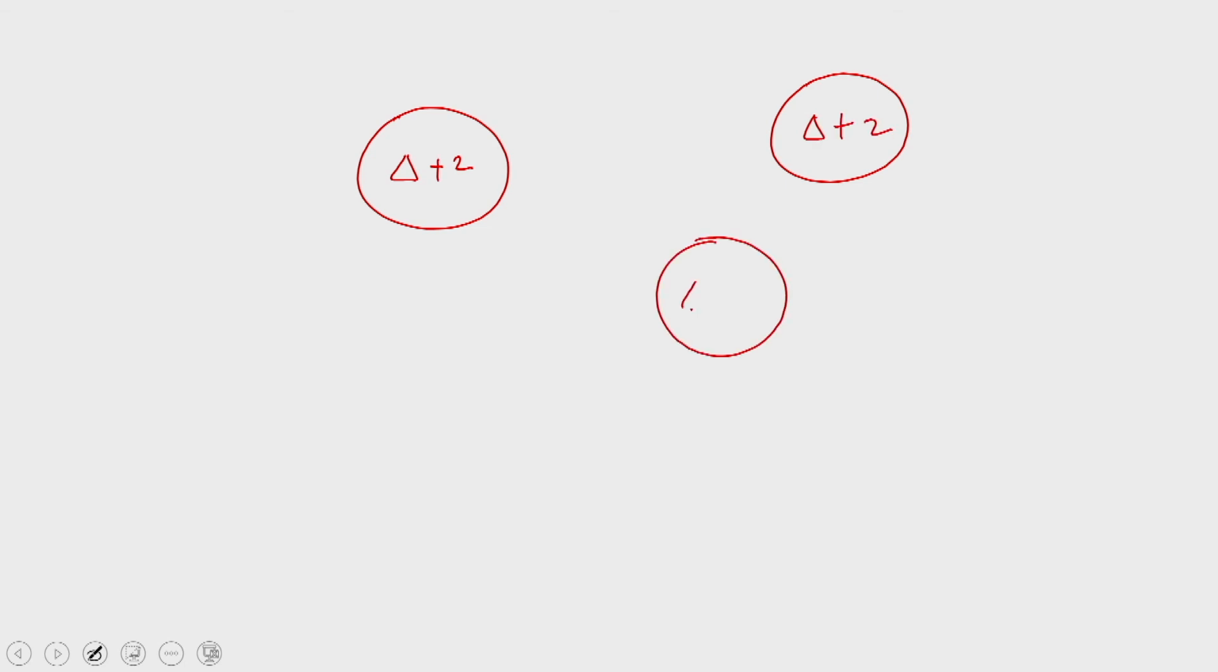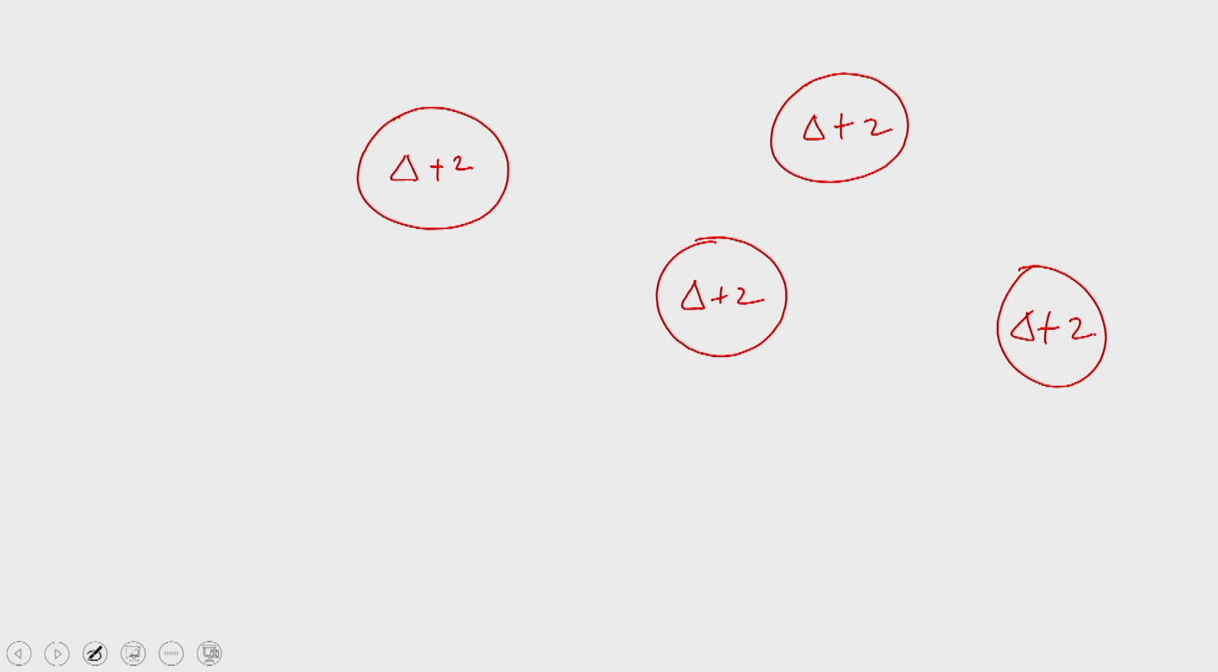First, I consider all vertices of color delta plus 2. There cannot be an edge between them in G because the coloring is valid, therefore, no two adjacent vertices could get the same color. Therefore, this will form an independent set.